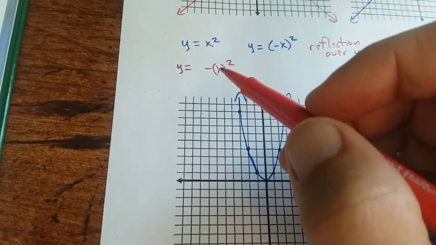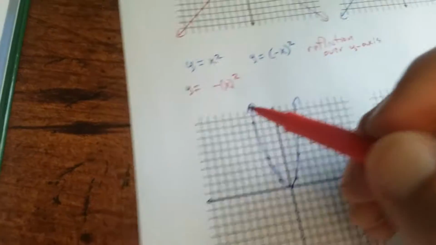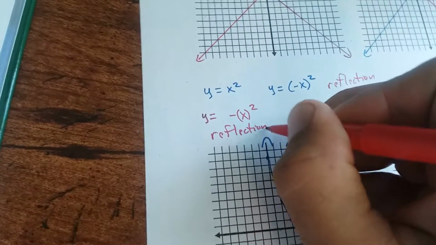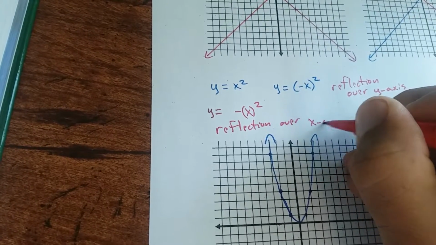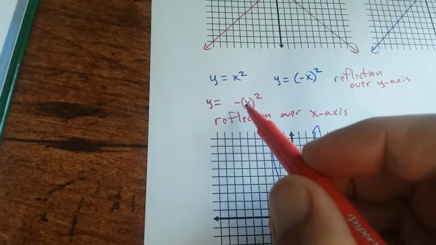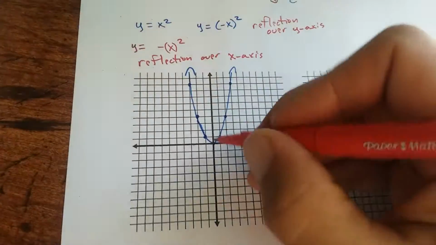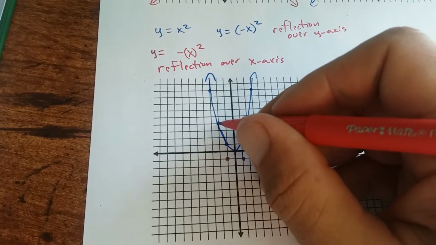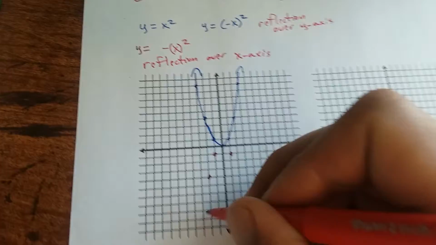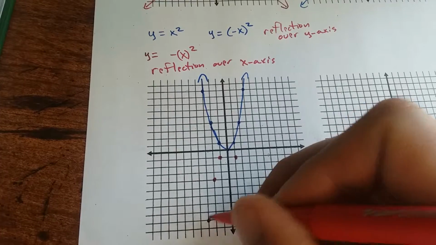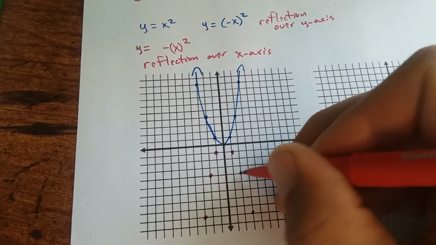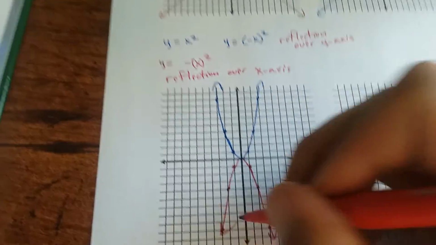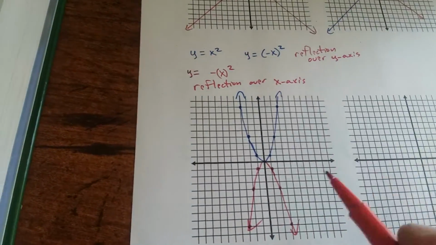So when the negative sign is outside of the parentheses, then it's a reflection over the x-axis. Okay, so since that negative is outside the parentheses, everything's getting reflected over the x-axis here. So this red graph here represents y equals negative x squared.